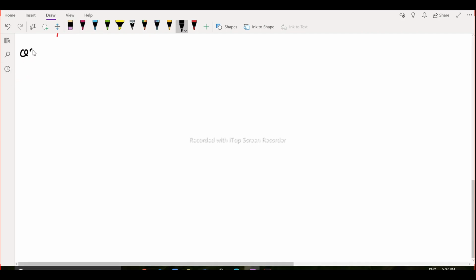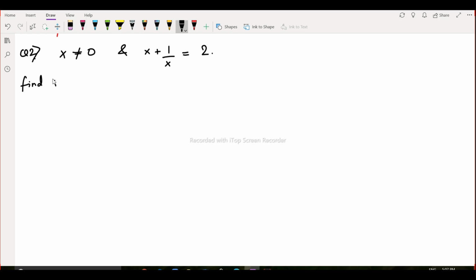Let's take one more. Let's see question number 2. So let's say we have x not equal to 0 and x plus 1 by x is equal to 2. We need to find x square plus 1 by x square, and we also need to find x to the power 4 plus 1 upon x raised to 4. So let's see how we can do this one.